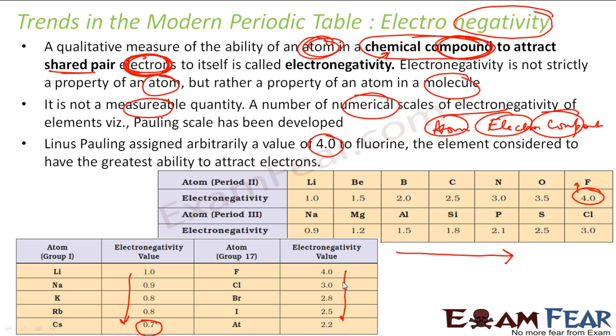Please note, there is no anomaly in the trend. It's a normal trend. If you go across a period, the electronegativity increases, and if you go down a group, the electronegativity decreases. Cesium has the least electronegativity value. He assumed that the value for fluorine is 4, and relative to fluorine, all these values have been derived experimentally. Right?